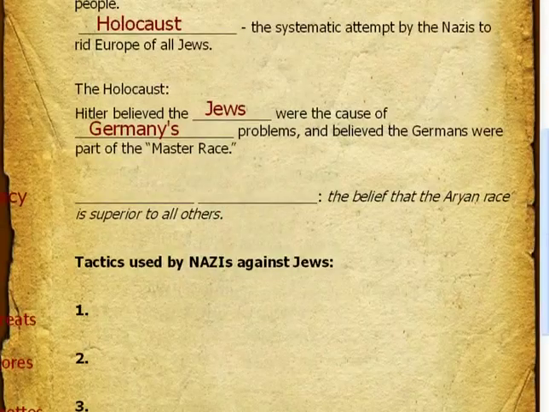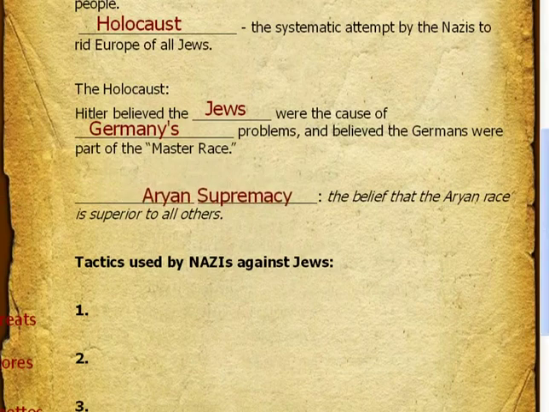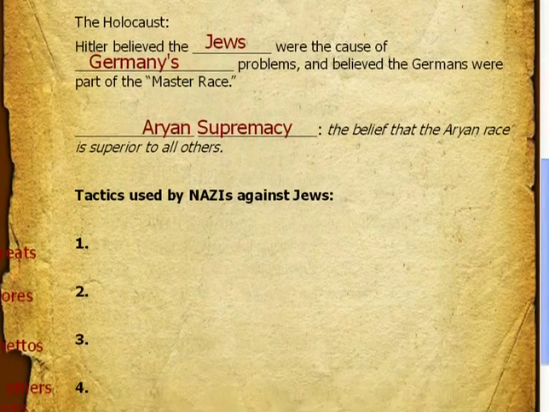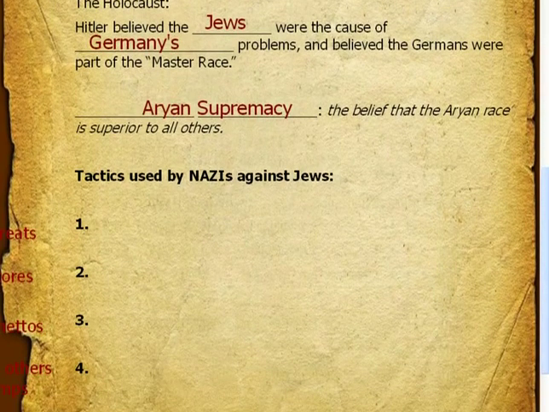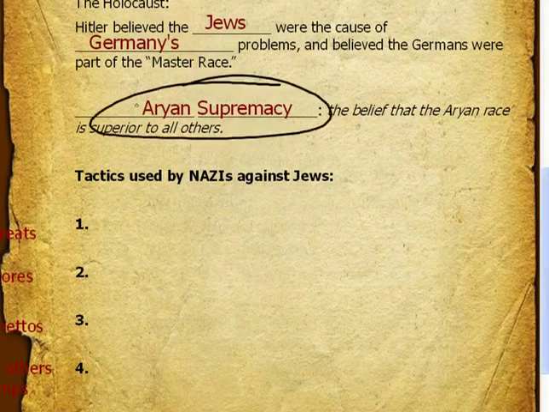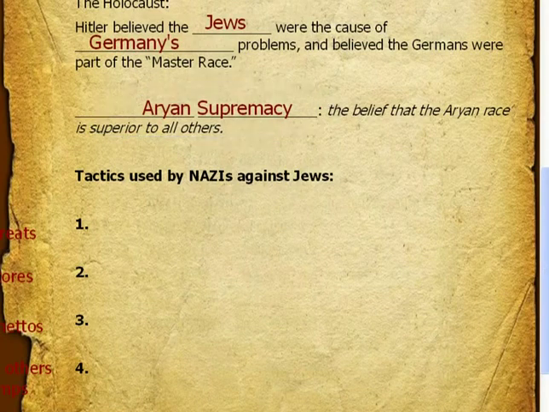The belief that his race is superior to all other races, and Hitler believed he was part of the Aryan race, and he believed that they were supreme over all the races. That's called Aryan Supremacy, the belief that the Aryan race is superior to all others. So that racist belief, along with these other things, when you follow these next tactics, leads to the Holocaust. So it starts with this racist belief, and then it takes action with what we're about to look at.